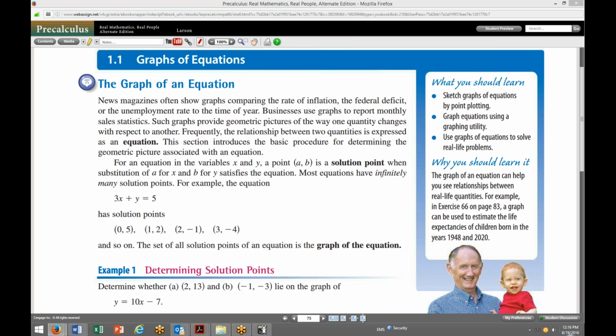An equation simply represents a relationship between two different quantities, two different variables. If you have just the right numbers to plug in for x and for y that make the equation true, then that ordered pair of the x value and the y value is what we call a solution point. It's a solution point on the graph of that equation.